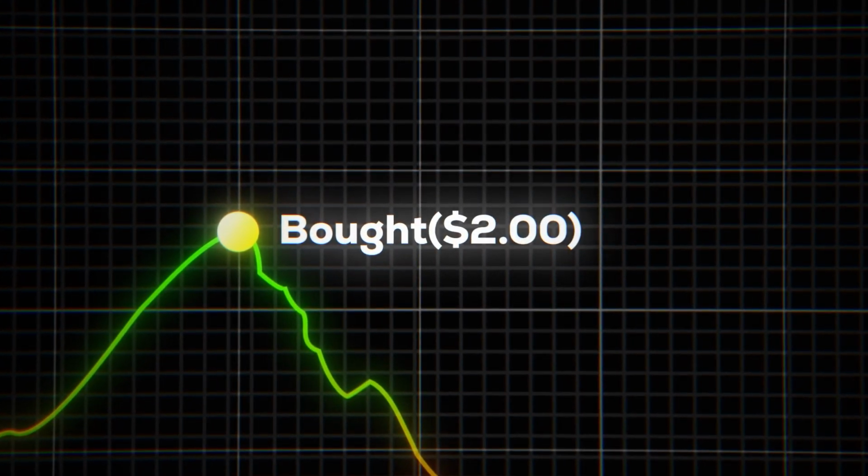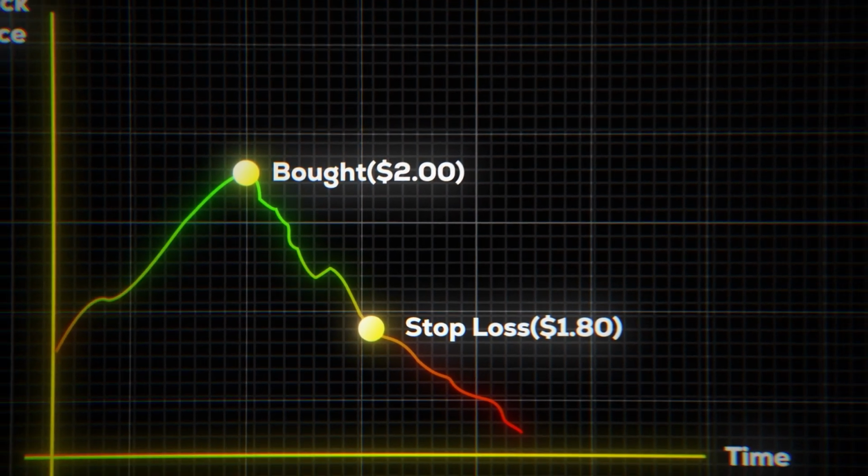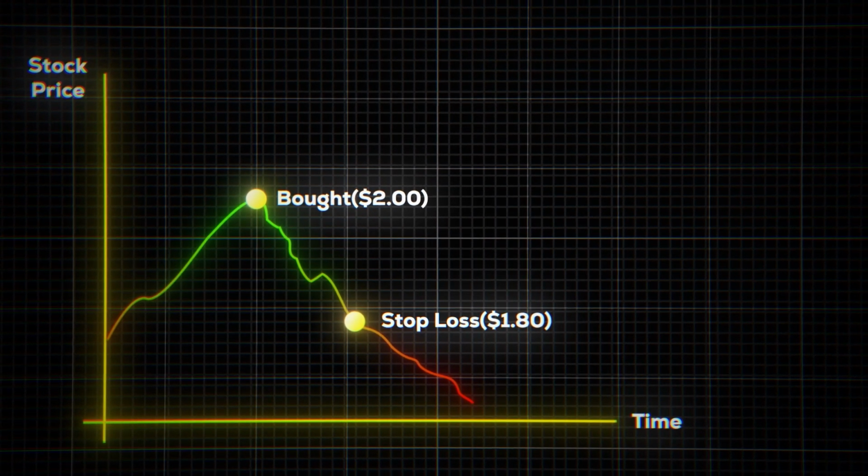Now, guys, I want you to take note of this. Consider using stop loss orders to limit your downside. Let's say you bought a coin at $2 because you saw a bullish setup, but you set your stop loss to $1.80 in case the trade goes against you. That way, you can avoid catastrophic losses if the coin suddenly dips or the market tanks.